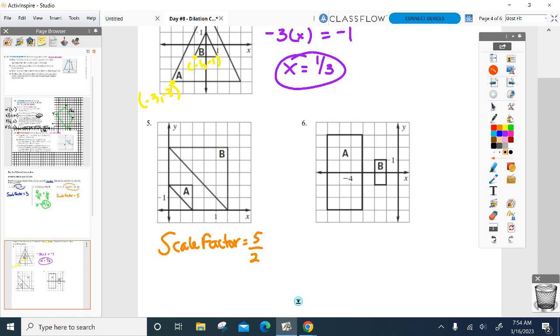Want to see that? Pick 2 points. What do I multiply by? And you ready for 6? A to B. Getting smaller now. So you should have a scale factor for me that's less than 1, but bigger than 0.